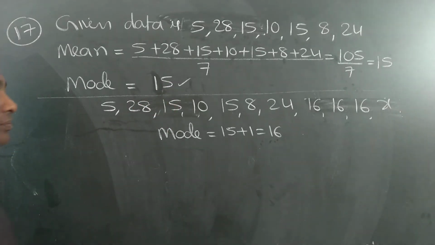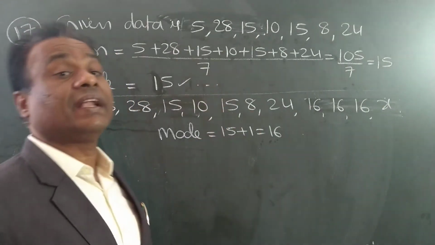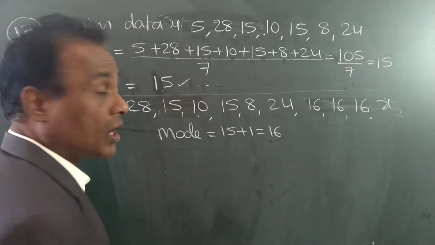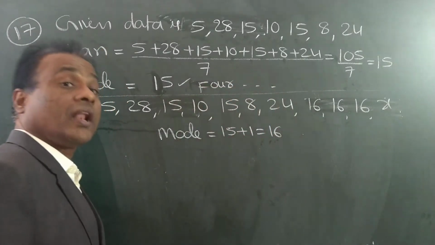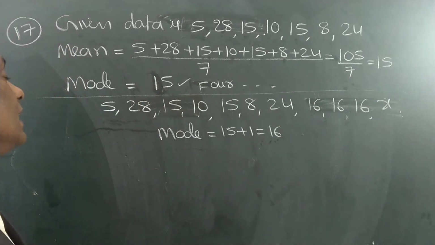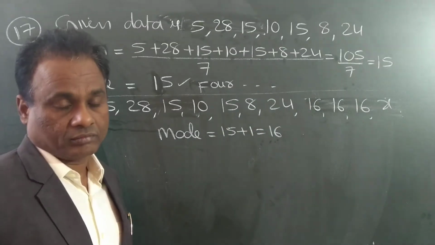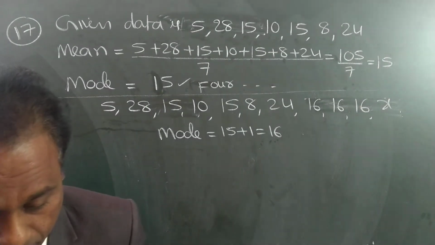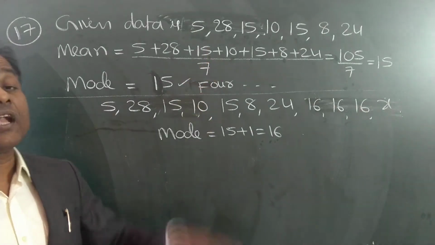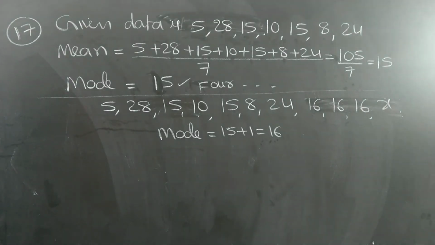After this you write down: 4 numbers are added to the given data such that mean and median remain the same.